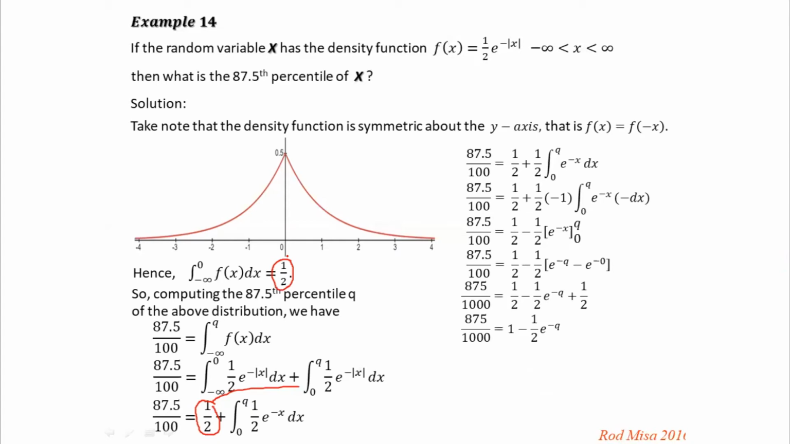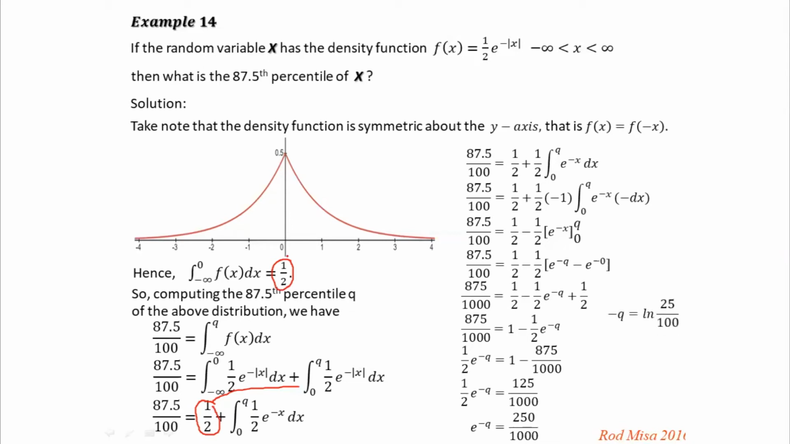So we can add both sides of the equation by 1/2 of e to the power -q. So we have 1/2 of e to the power -q, which is equal to 1 minus 875 over 1000, when you subtract both sides also of the equation by 875 over 1000. So 1 minus 875 over 1000, we have 125 over 1000. And multiplying both sides of the equation by 2, so as to eliminate the 1/2 at the left-hand side of the equation, we have e to the power negative q is equal to 250 over 1000.